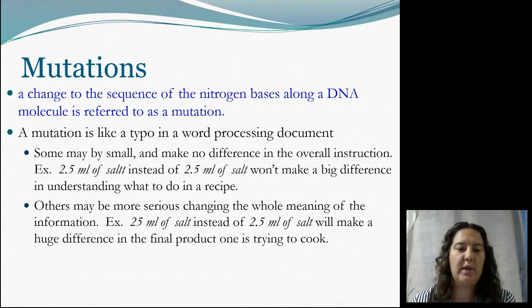Like if we said we have 2.5 milliliters of salt or SAT, and we still understand what the recipe is asking for. Others might be more serious and change the whole meaning of the information. So 25 milliliters of salt instead of 2.5 milliliters of salt is going to make a huge difference in the final product. And the final product in our DNA is making proteins.